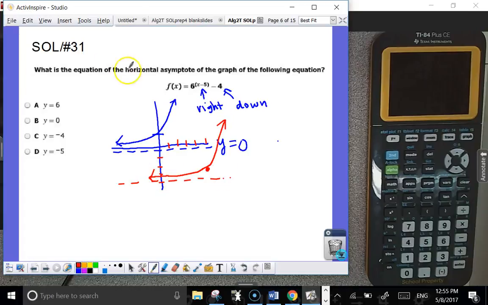Okay, so what is the equation of this horizontal asymptote? Y equals -4. If you took it from y equals 0 and moved it down 4, now it's at y equals -4. So that's the answer. Okay, next.